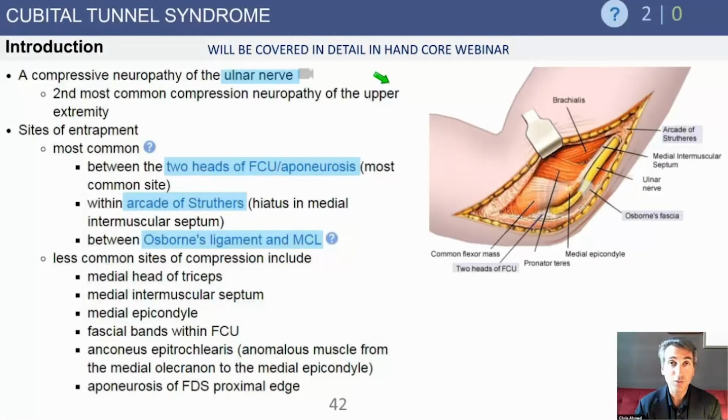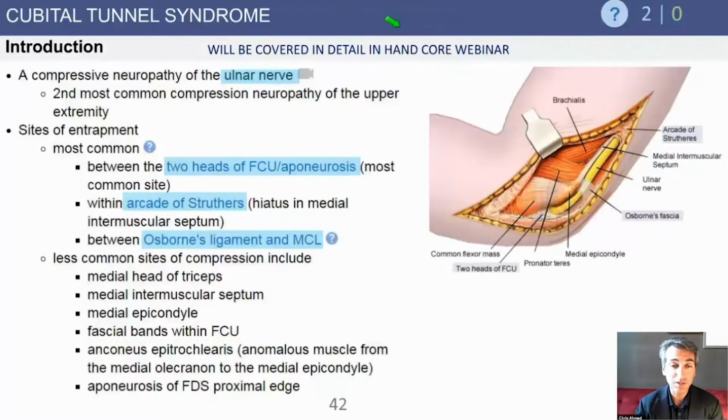Okay, now that we've talked about nerves, let's get into the nerves. But I would like you to know this will not be as comprehensive as you may want. All of the details will be covered in the hand core webinar, and the reason is hand very much is involved with these peripheral nerve compression neuropathies.